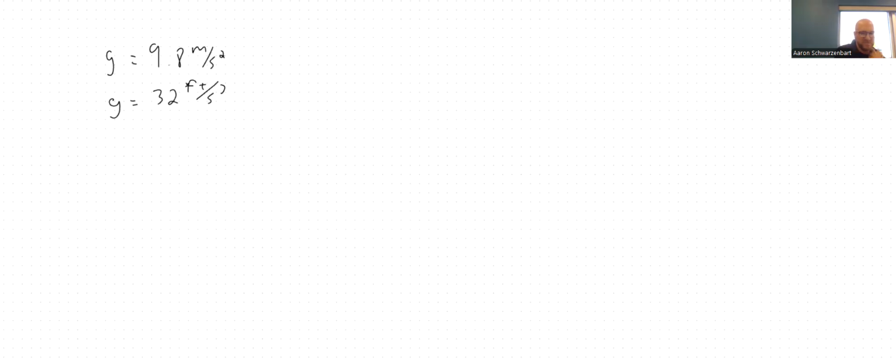So, a couple of important things. You know from physics class that g is 9.8 meters per second squared. You might know this one, but this is what we'll mostly be using in this class: g is 32 feet per second squared. So flip over to 126.